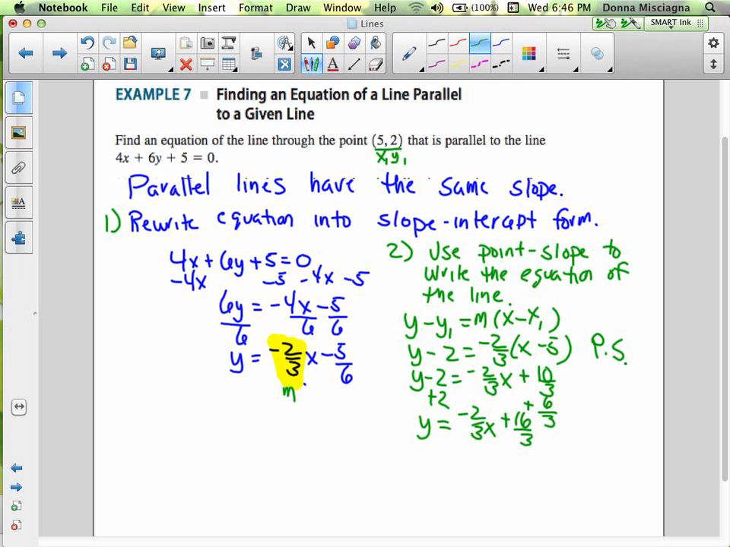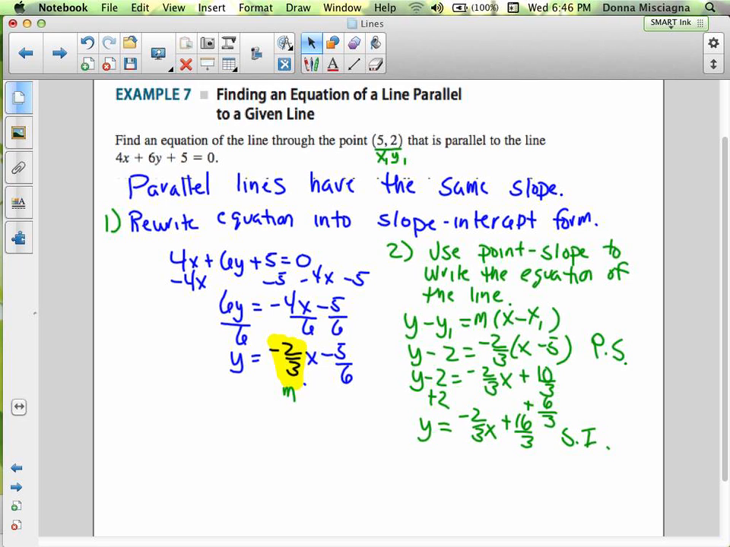Right? And that would be slope-intercept. So perfectly acceptable. Either is perfectly acceptable, but you should be able to write it in either format. All right, so now I have some equations for you to write parallel lines for.